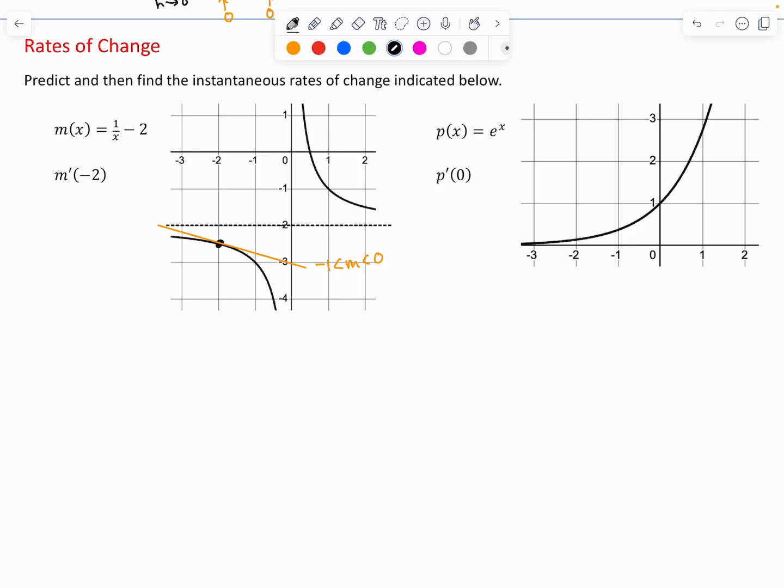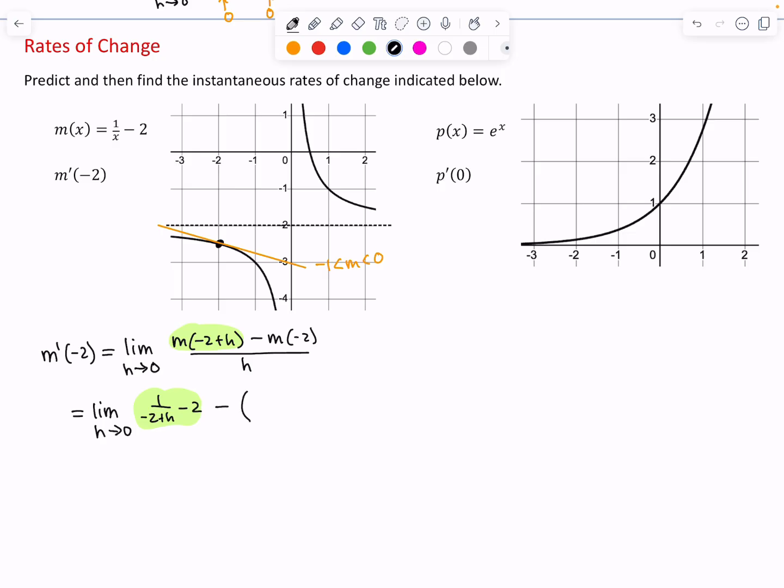Now setting this up, I'll go back to our h approaching 0 approach. M prime of -2, so the slope of the tangent line to the graph of m at x equals -2, is equal to a limit as h tends to 0 of m of -2 plus h minus m of -2 all over h. So now we've got to do this part of our formula, which means change this 1x here to -2 plus h, which gives us 1 over -2 plus h, and then minus 2. And then minus, and now we got to plug -2 into the function m, and that gives us -1/2 minus 2. And this is all over h.